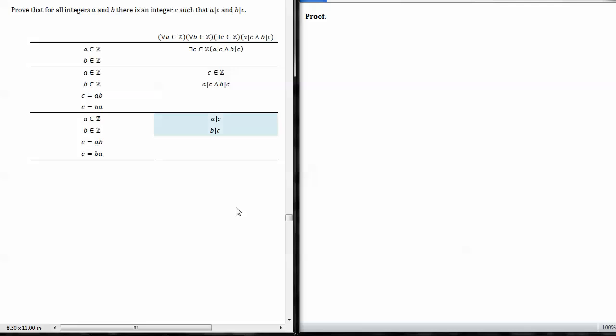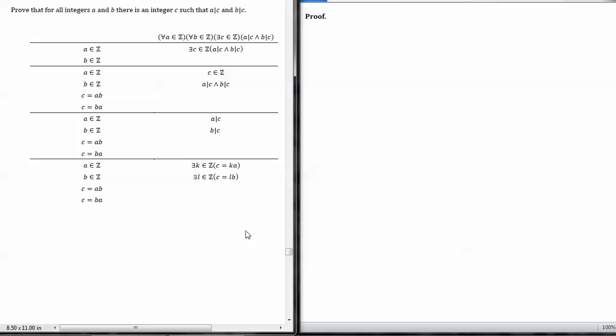Okay, now we should think about the definition of this divide symbol, and what we get is this, right? a divides c means that there exists some k in the integers such that c equals k times a, and similarly for b divides c, and I'm going to use a different dummy variable, L, because those could well be different integers.